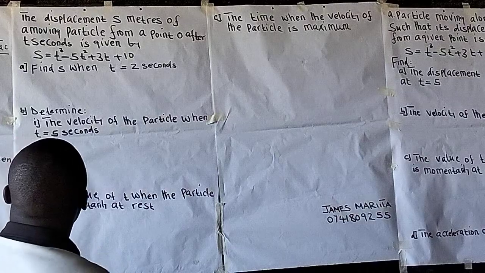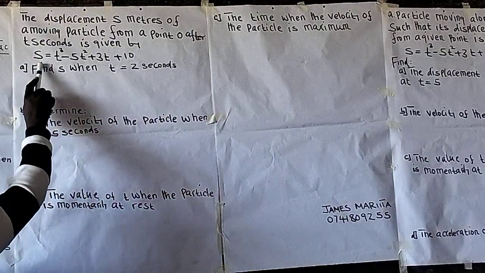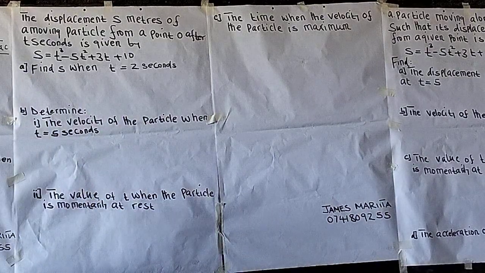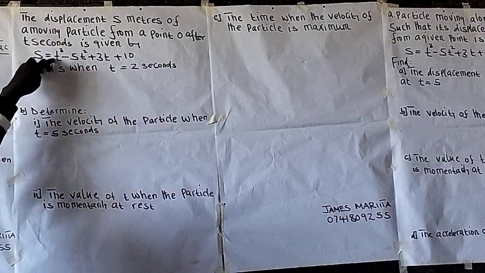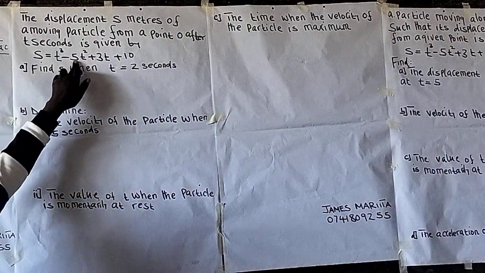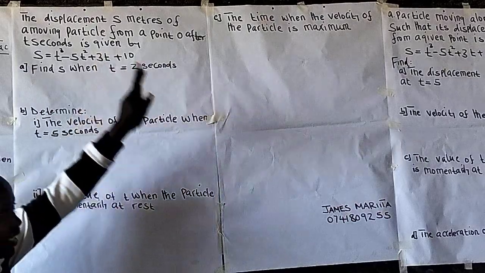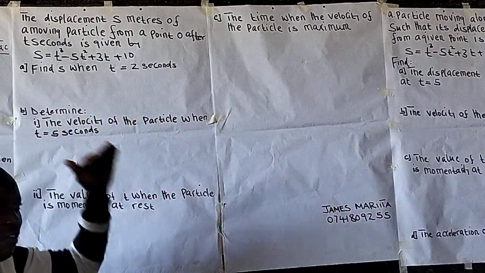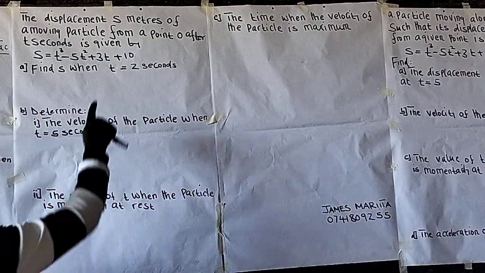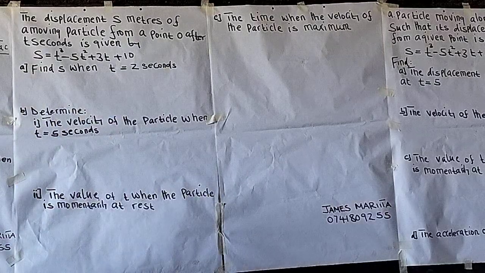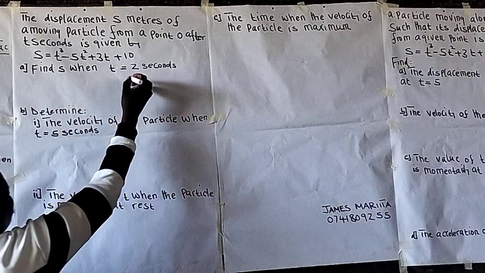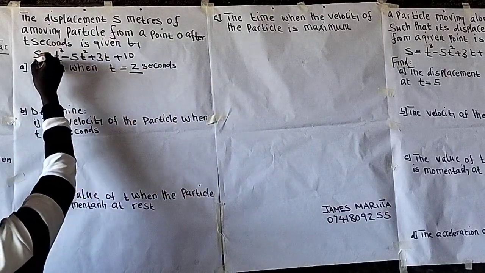So we have been given here that the value of s, which is our displacement, is equivalent to s equals t raised to power 3 minus 5t squared plus 3t plus 10. When the value of t is equivalent to 2, what is the value of s? That is what it means.